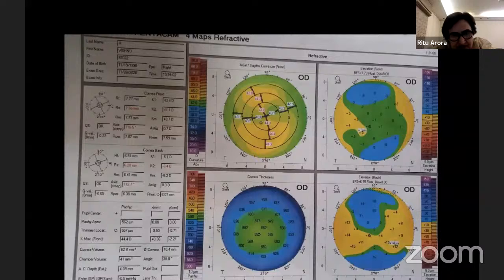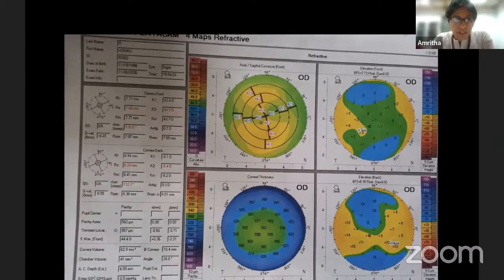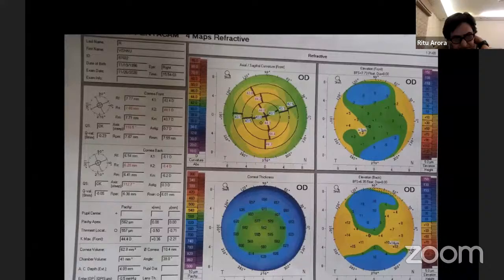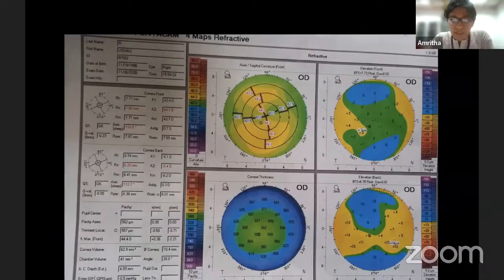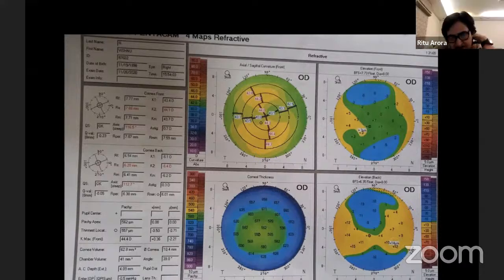What else do you want to tell me in this? Then the thinnest pachymetry at the apex is 562 microns and the thinnest location is 557 microns. And K max is 44.4 diopters. What is this X and Y written in front of it? It's just telling you the coordinates, the axis, so that you can locate it. Right? Okay.